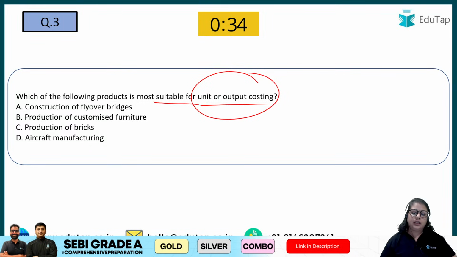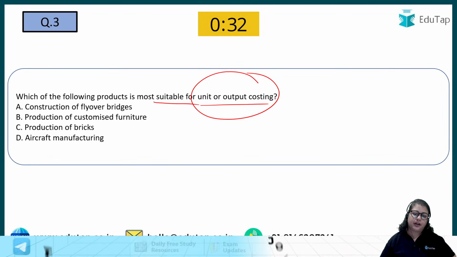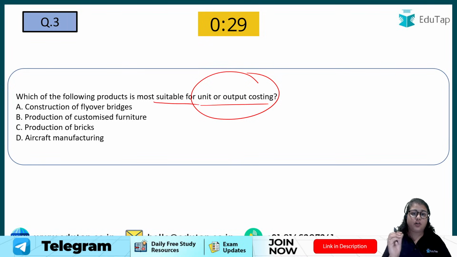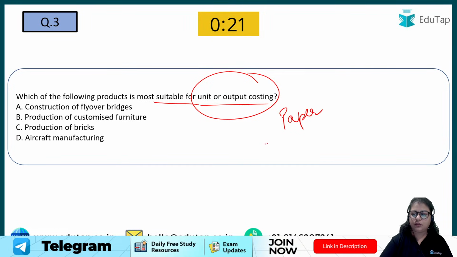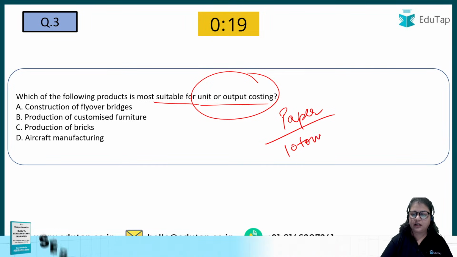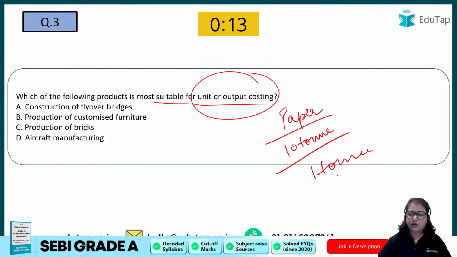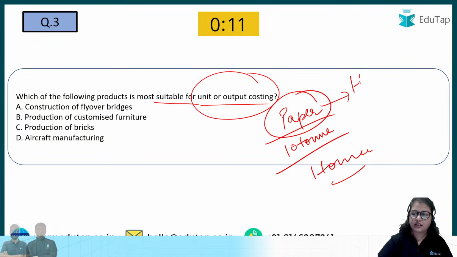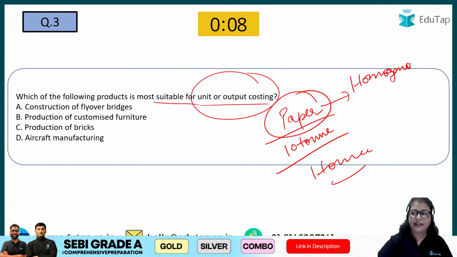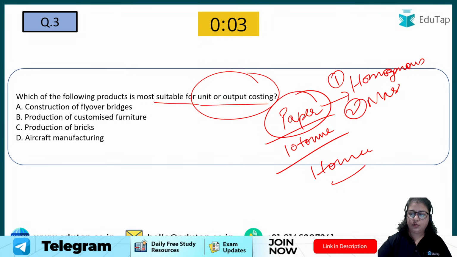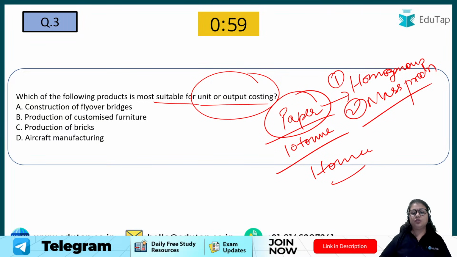Okay, so in unit or output costing, basically we try to find out the cost of a single product. Say, if I have to say paper, then 10 kgs or 10 tons of paper, what is the cost of that? Or 1 ton of paper, what is the cost of that? So when there is a homogeneous, or you can say identical product being made, then there is mass production. Okay, mass production is being done for the product, then we can say we can choose unit or output costing.